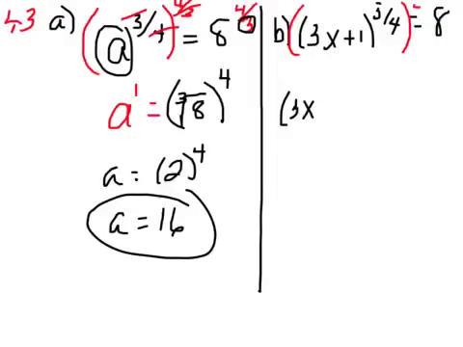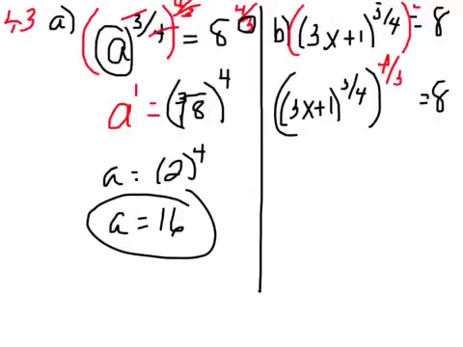I can take the 3x plus 1 to the 3/4 power, and I'm going to raise it to the 4/3 power, and that will get rid of that exponent, okay? But if I do it to one side, I've got to do it to the other side. So now this 4 and this 4 would cancel out, and that 3 would cancel out. So my exponents go away with this method of solving, and I just get 3x plus 1 is 8 to the 4/3. Well, we just did 8 to the 4/3.